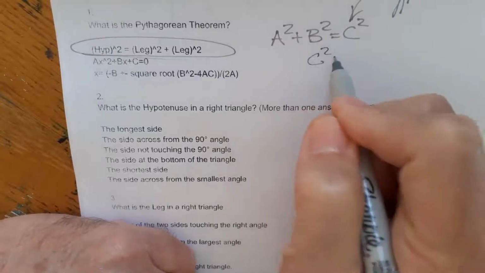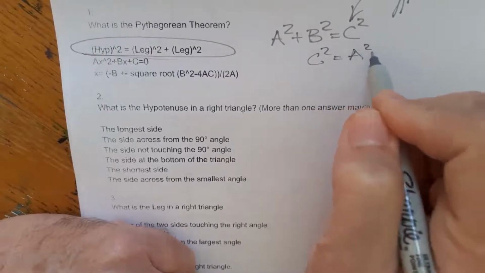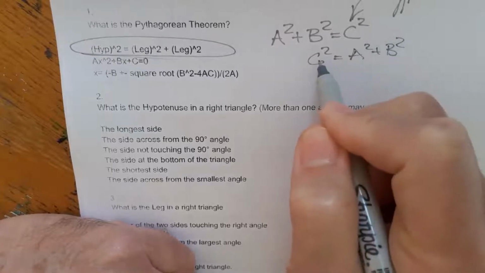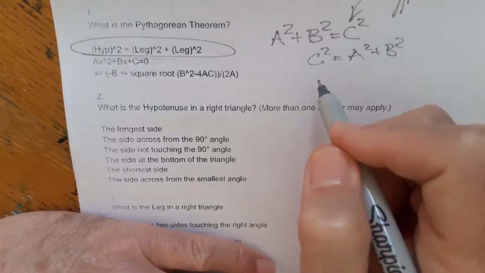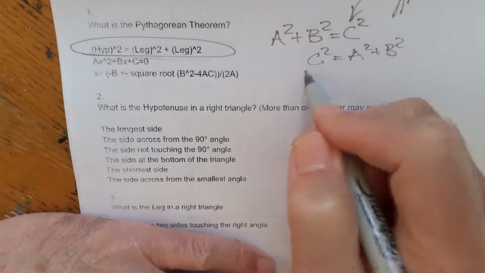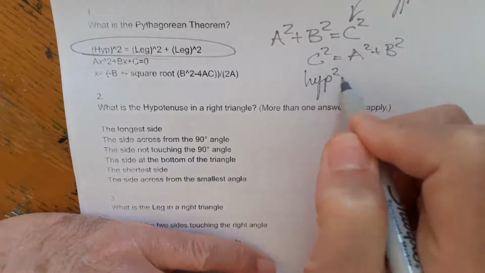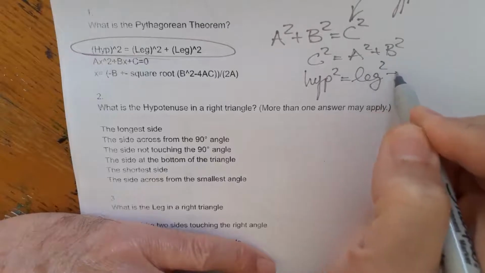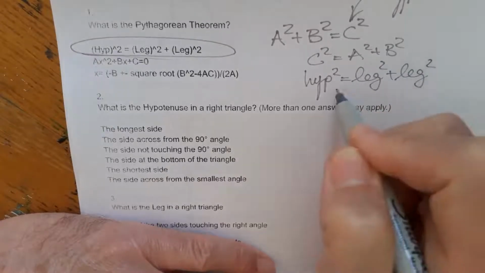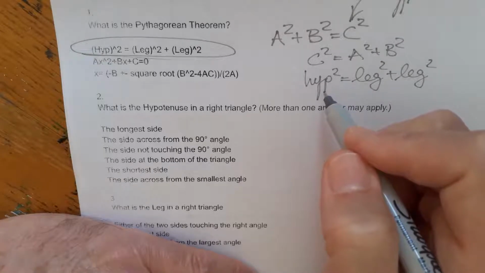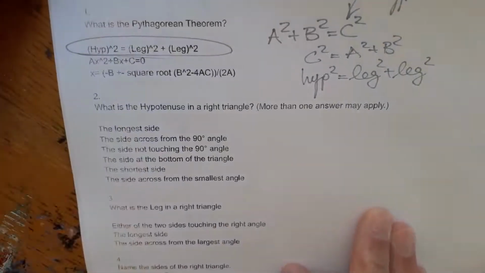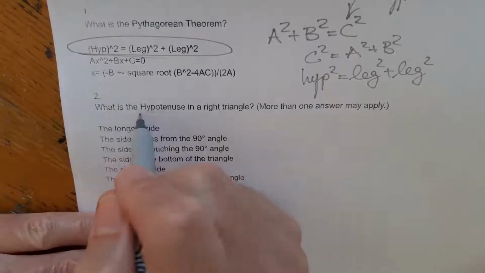So sometimes I'll have students write it this way, c squared equals a squared plus b squared, so at least they can focus on the hypotenuse first. But then I just stopped altogether with this a, b, and c stuff, you guys. Just go to hyp squared equals leg squared plus leg squared. And you'll see as we fill this in, it makes it much clearer for us to fill out the Pythagorean theorem correctly.